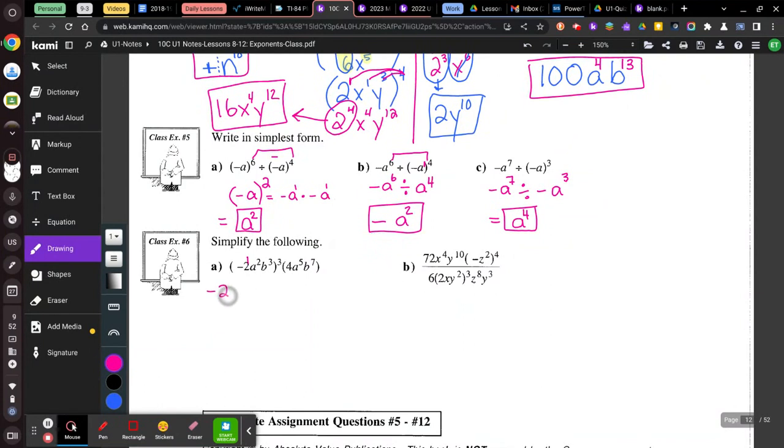So I've got -2 cubed, a6 b9 times 4 a5 b7. Okay, now I'm going to take my -2 cubed. That's going to give me -8. So these two multiply. -8 times 4 gives me a -32.